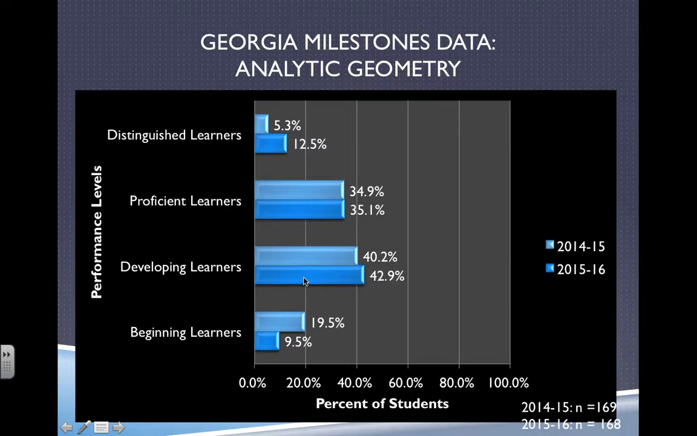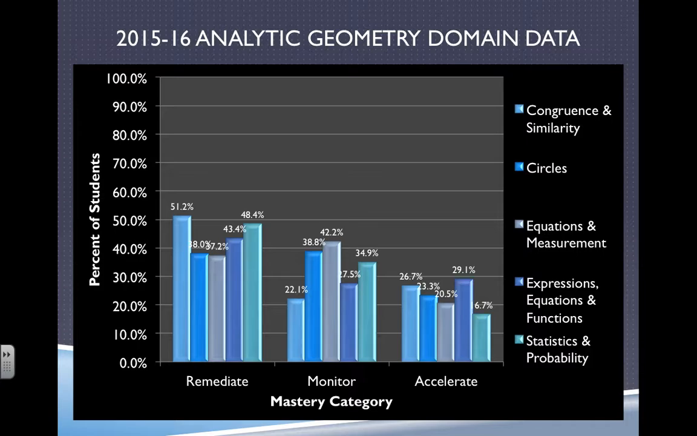We also saw an increase in developing learners, but we saw a significant decrease in beginning learners, which means some of these 1s have moved to 2s. Hopefully some of the 2s are moving to 3s and 3s are moving to 4s. So we're making progress. We are moving in the right direction, which is definitely better than moving in the opposite direction.